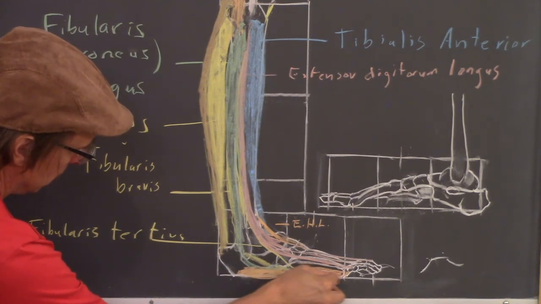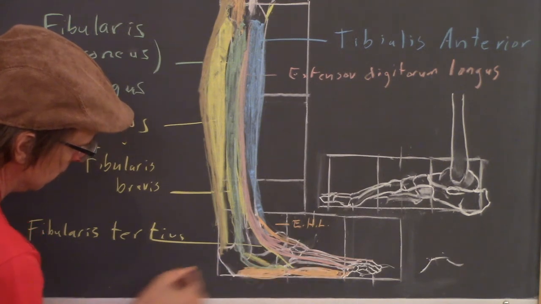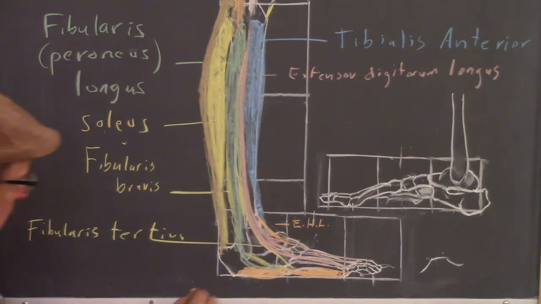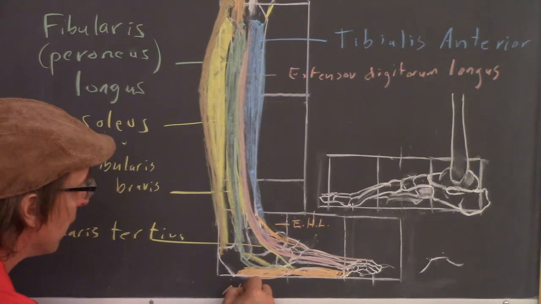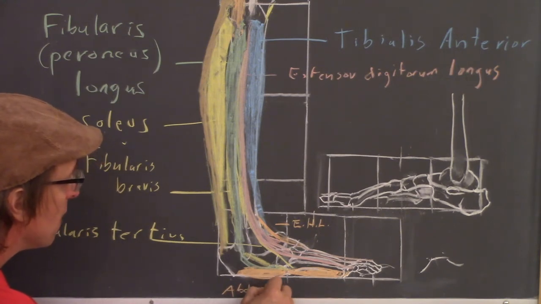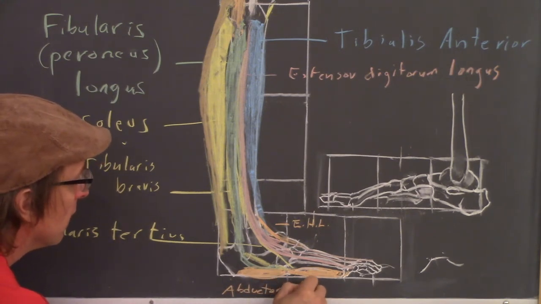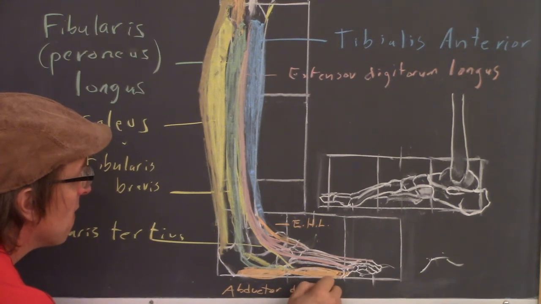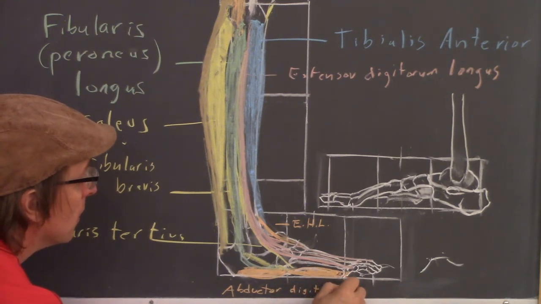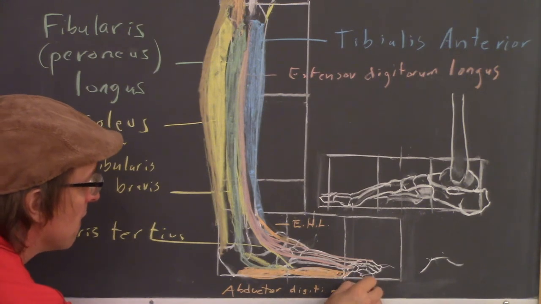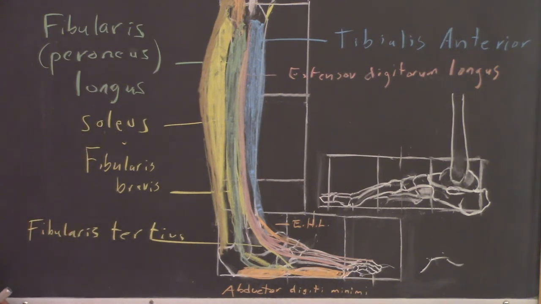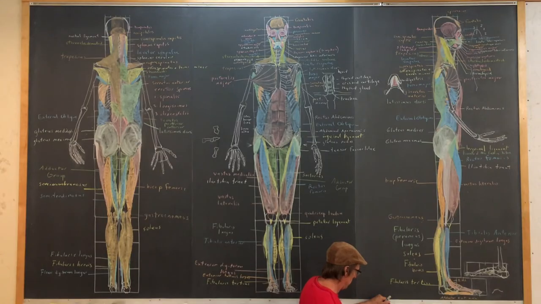Again, this is going to be flexing your little toe. It's called the abductor digiti minimi. Okay, abductor digiti minimi, going from the calcaneus to the first phalanx of the little toe.